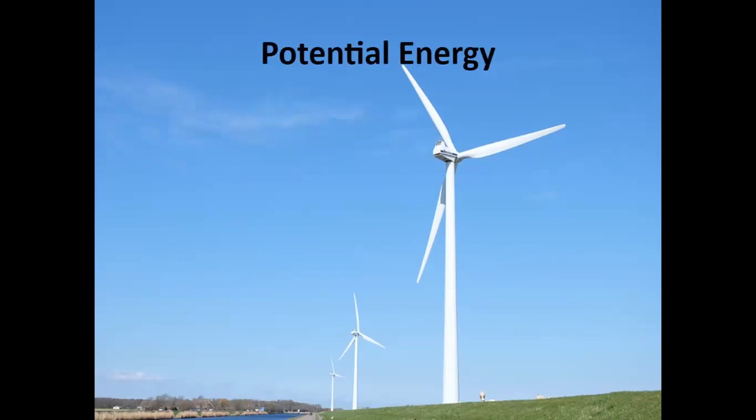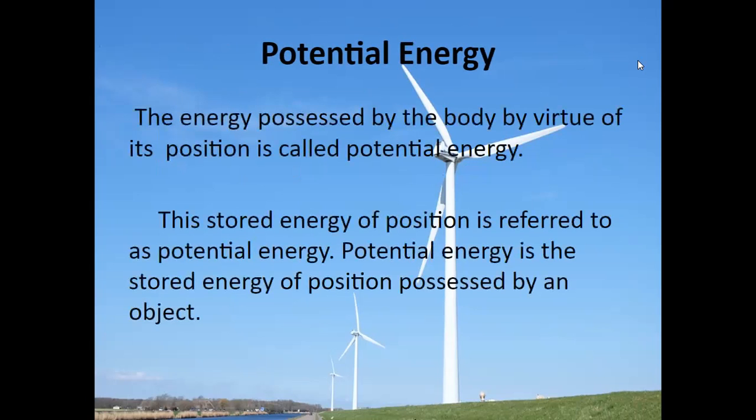Next, potential energy. This is the second type of energy. The energy possessed by a body by virtue of its position is called potential energy. It means the body, the object, gets the energy because of its position. That is known as the potential energy.